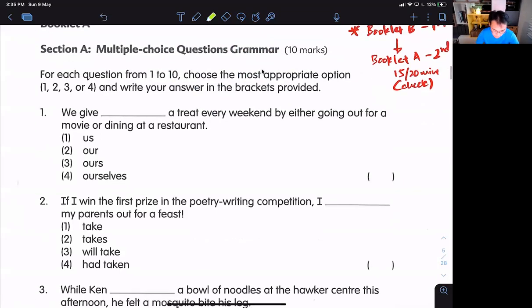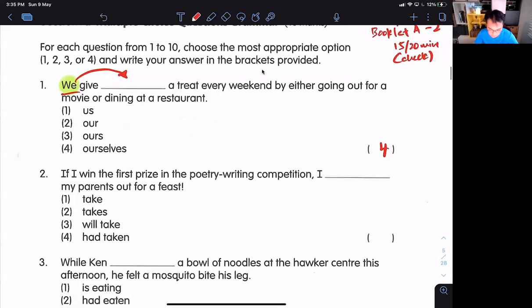All right, so the first question, we, right, give ourselves, right? Because this is a pronoun that refers to we, all right? So this is a reflexive pronoun that refers to we. Why is it called reflexive? Because it reflects on the we, right?